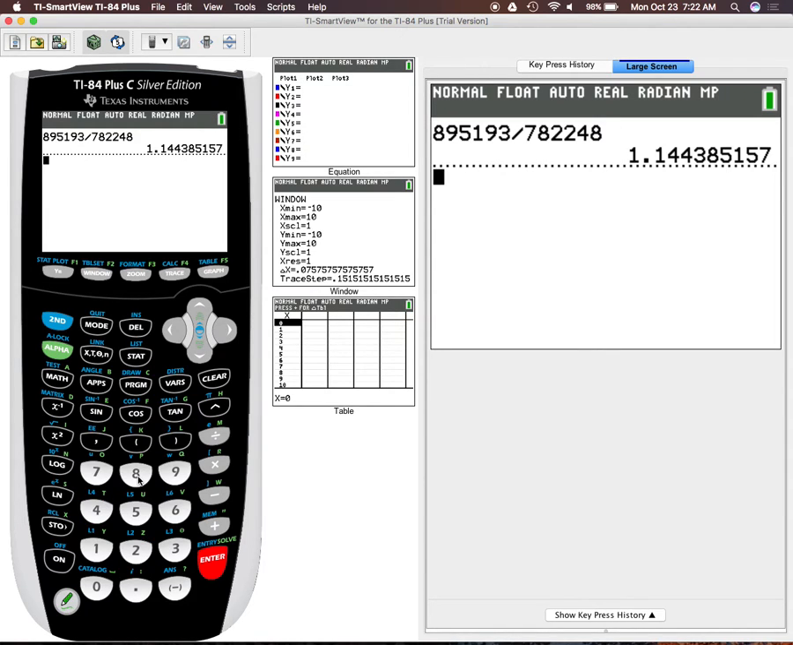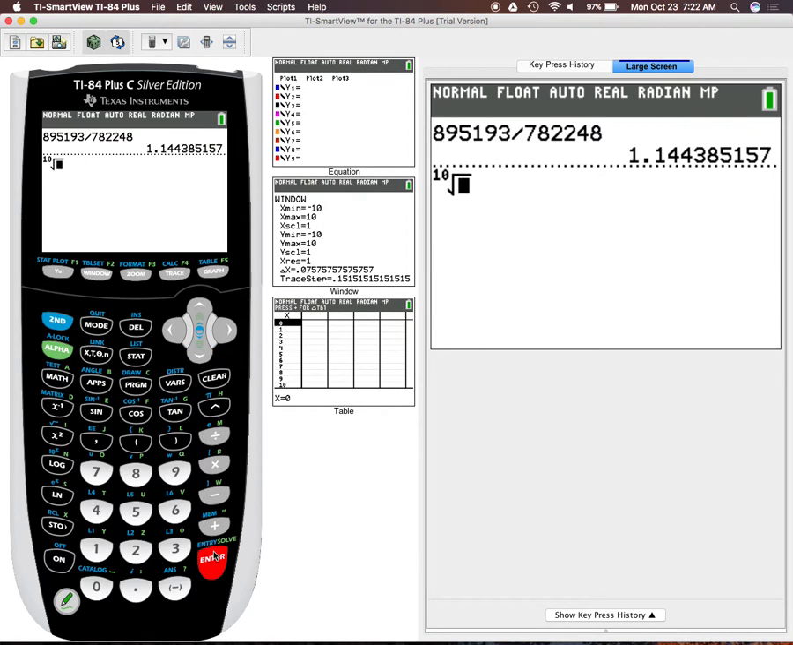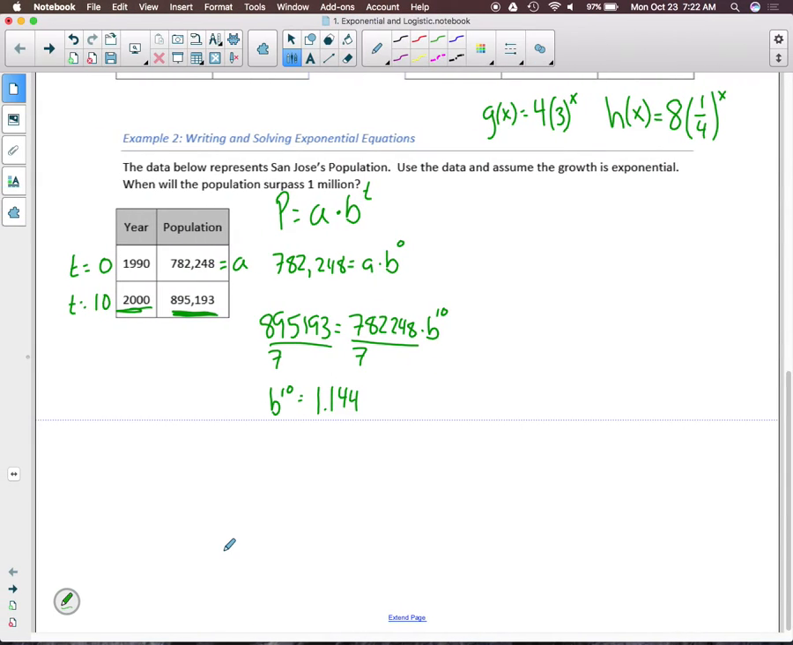So that's what b to the 10th equals. What I want to do is first hit the number 10. I'm going to go to math, and then you can see right here, number 5, there's this little x in the kickstand. So my 10 is going to fill in where that is, and then I want the answer that I just took. Okay, so now I know that that's what b is approximately. So b is approximately 1.01.